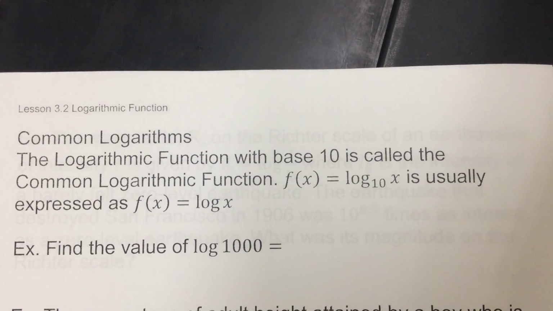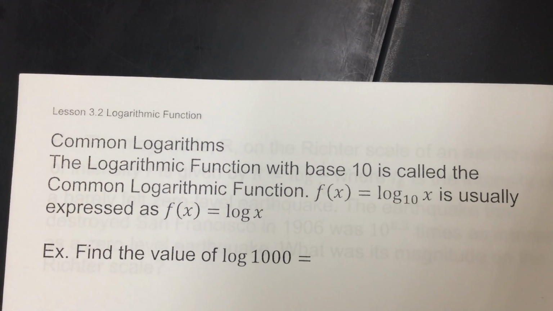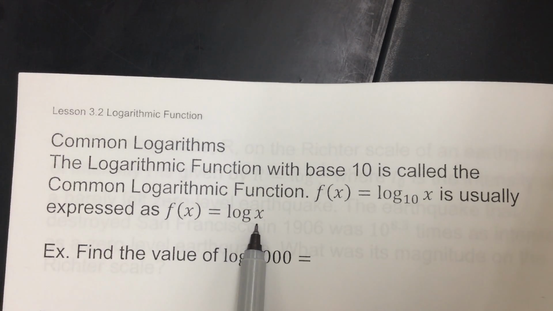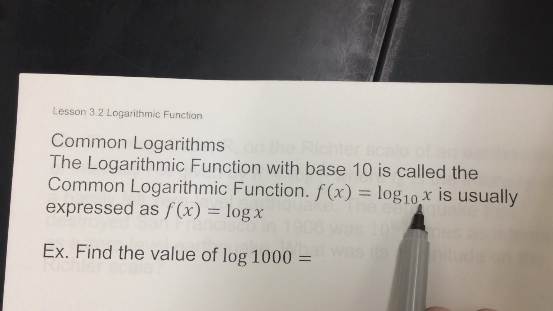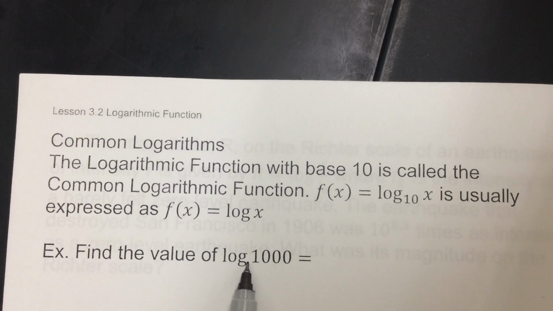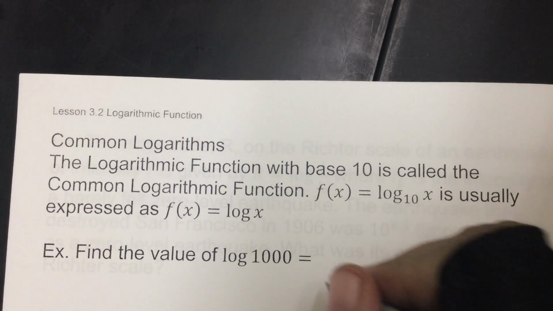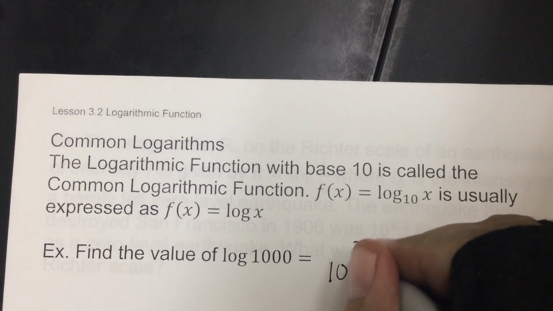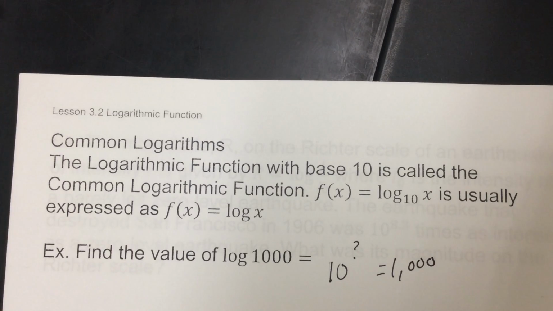So, common logs. The common log is log base 10. That's where you'll see it written just as log with no base. When there's no base, that means it's really log base 10. So if we did, find the value of log of 1,000, that'd be base 10 of 1,000. It's saying 10 to what power is going to give us 1,000. Sorry, I misspoke earlier.